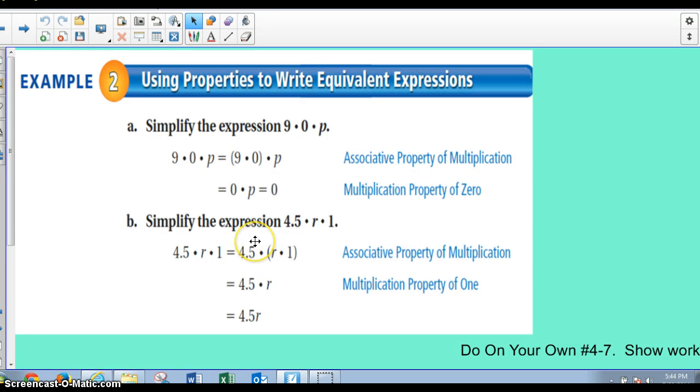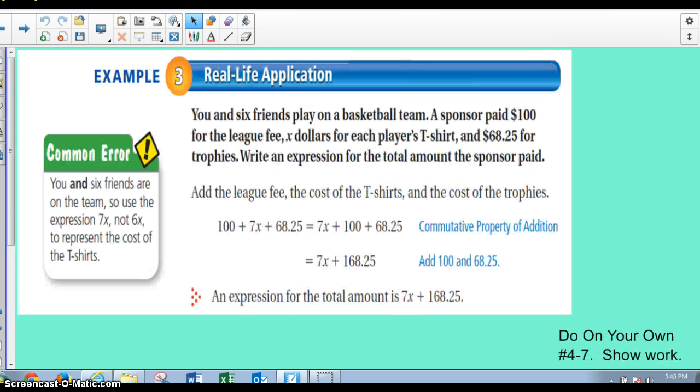So now, to simplify this, we did 4.5 times r. So we did the associative property, which was to add parentheses, and then the multiplication property of 1. We got rid of the 1, we kept the r. And here we have 45r as our answer. Please do the on your own, number 4 through 7, and make sure you show your work. Come back when you're done.